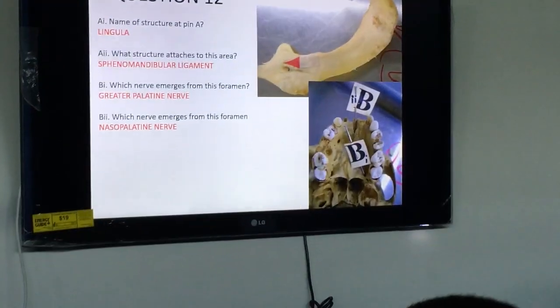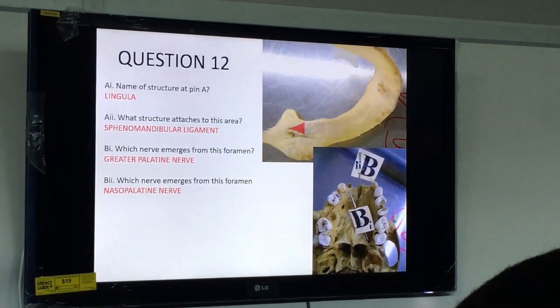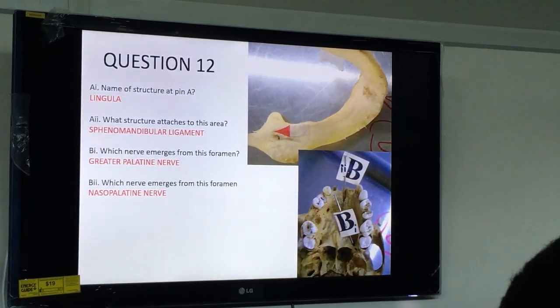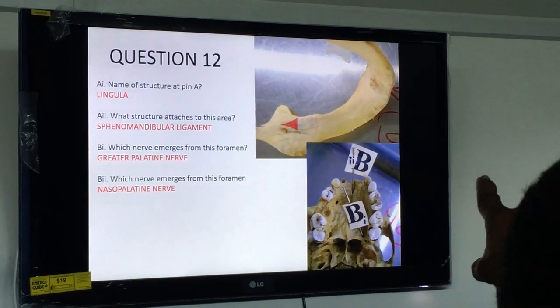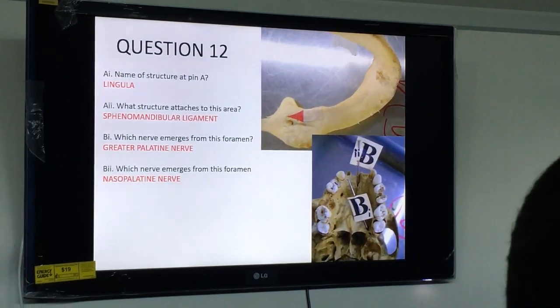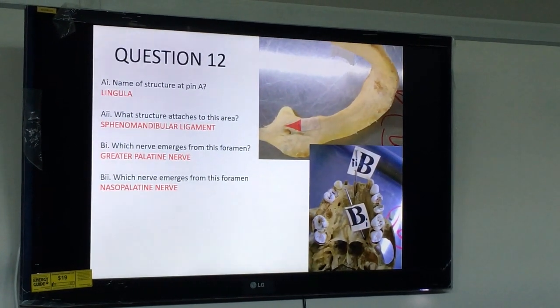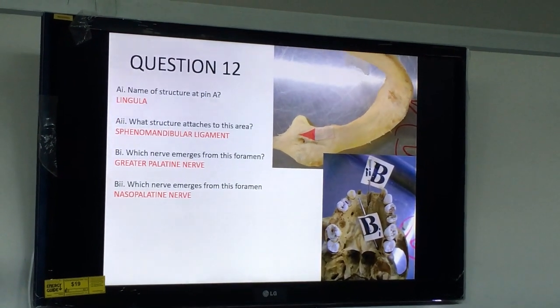Okay, good. Let's look at this one now. So the structure the pin is on, I've shown you that already. It's hard to see, but it's a little projection right beside the mandibular foramen. See it? Everybody see that? That's the mandible there, and that's the mandibular foramen. And remember that little bony projection, I always tell you to use your finger and touch it. It's the same projection the dentist feels for when he puts his gloved hand in.